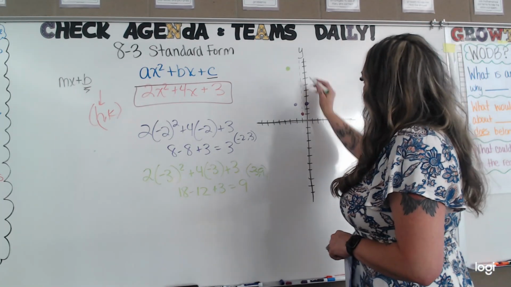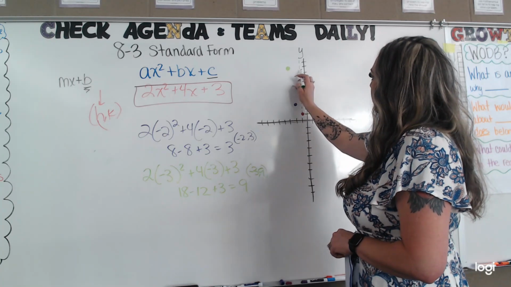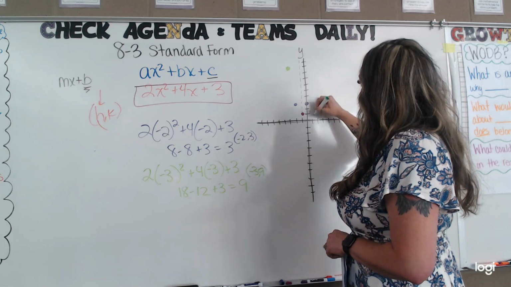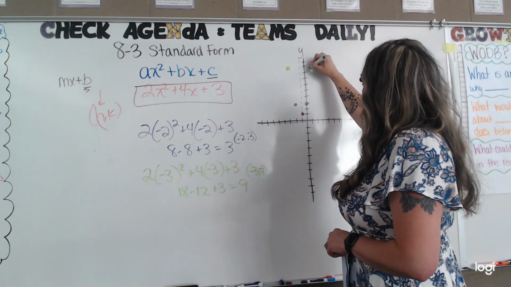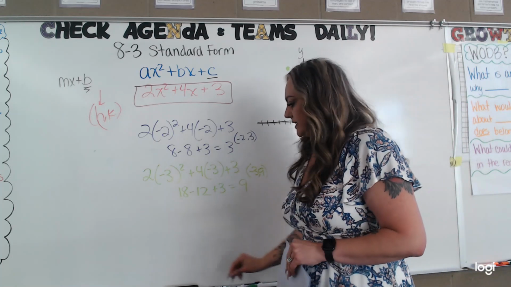Now I reflect it. That is 2 units away from the axis of symmetry. So I go 2 on this side, follow it up, right here. Now we connect them.